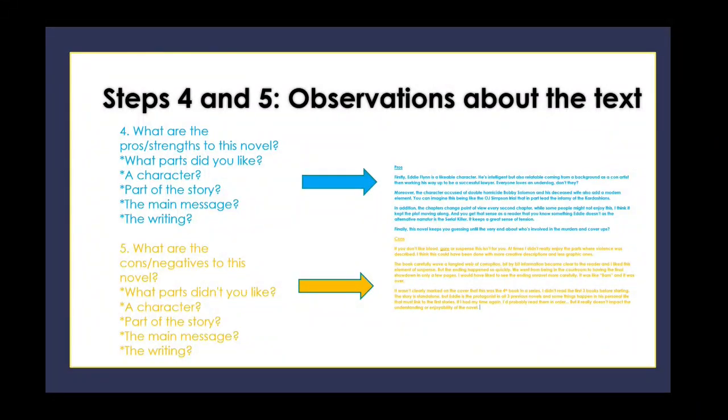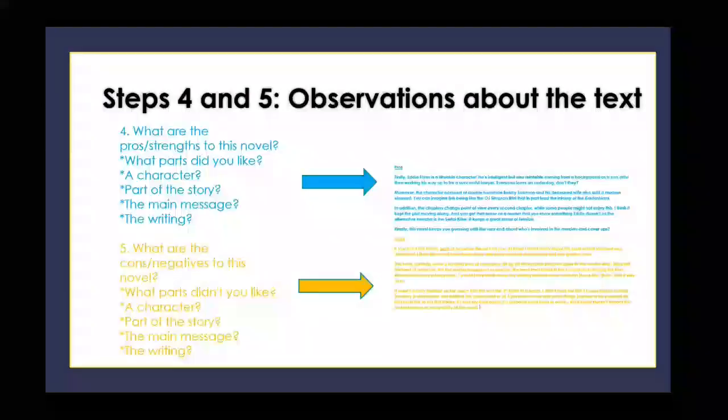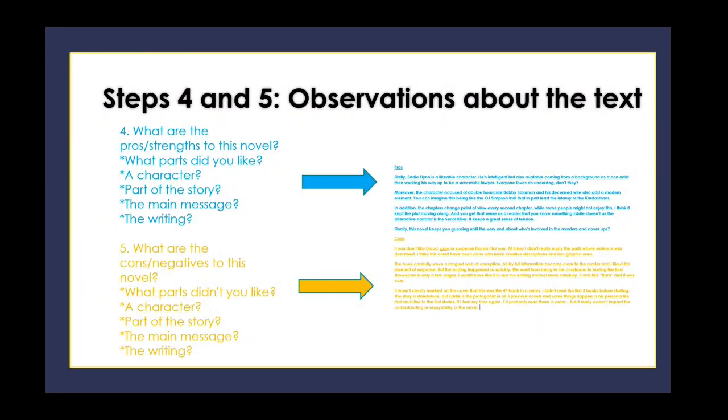I like that this is signposted: firstly, moreover, in addition, and finally, to highlight my 4 points. And each pro has an explanation. For example, I say Eddie Flynn is a likable character, but then I go on to say why. Because he's intelligent and relatable and everybody loves an underdog. You want to be able to do that if you want to receive an A or an A+ on this assessment.